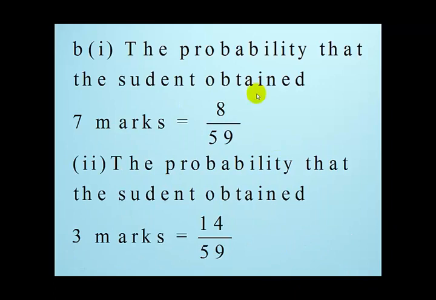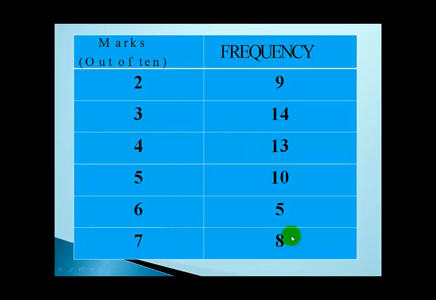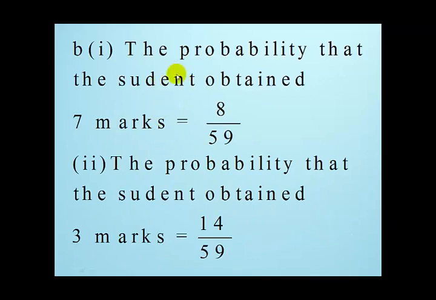Now B, I. The probability that the student obtained 7 marks. We have to find the probability that the student obtained 7 marks. Now let's go to the table and see the frequency for 7 marks. From the table, the frequency for 7 marks is equal to 8. And the total number of students is equal to 59. That means that the probability that the student obtained 7 marks is equal to 8 over 59.